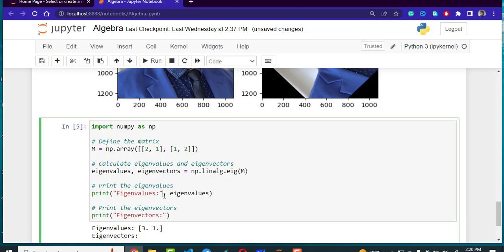Now, I want you to see how we can find the eigenvectors. I think this is your homework.